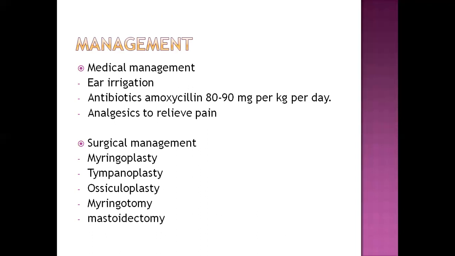ossiculoplasty, again repairing of ossicles, internal ear, myringotomy, removal of all the tissues that are creating disturbance for hearing, mastoidectomy, removal of mastoid cells that are creating disturbance for the muscle movements that are required for hearing.